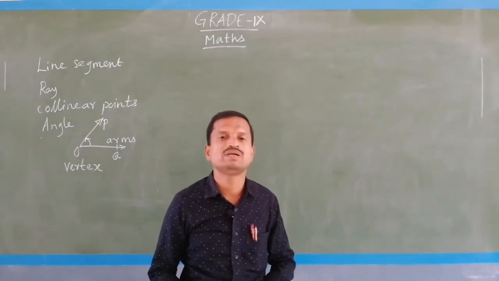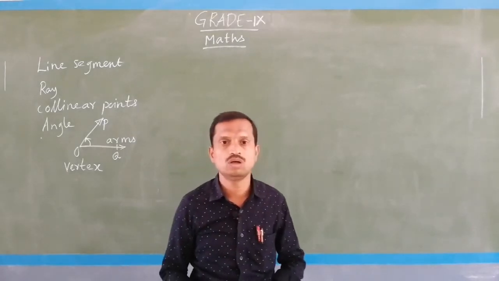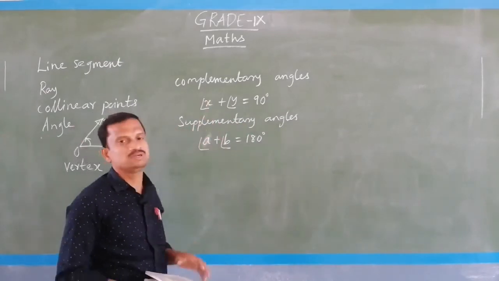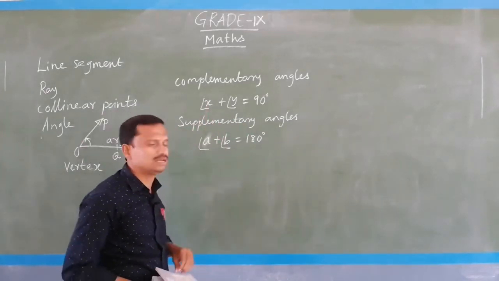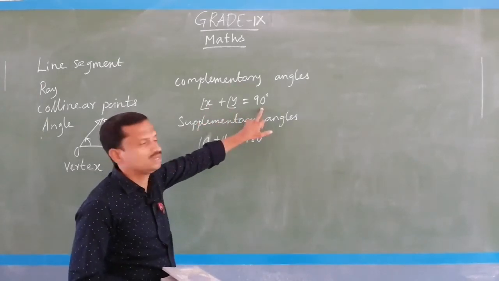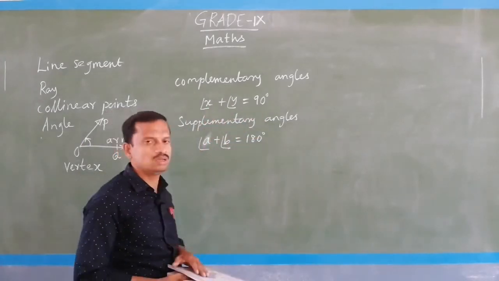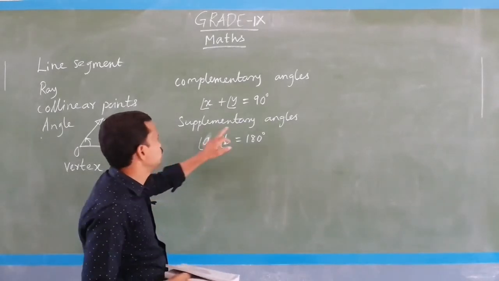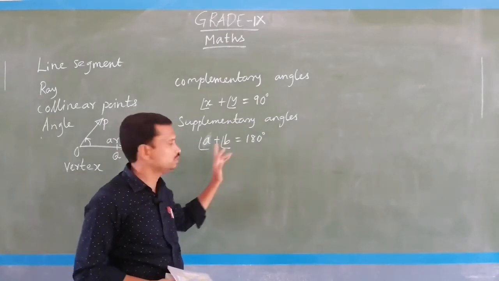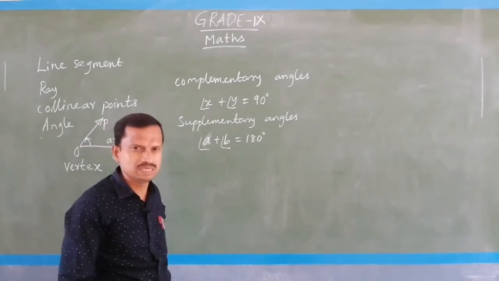And then complementary angles. Two angles, complementary and supplementary, there are two terms. Complementary angles means two angles whose sum is 90 degrees, then we can say these two are complementary to each other. And supplementary angles means if two angles whose sum is 180 degrees, then they are called supplementary angles and we can say they are supplement to each other.